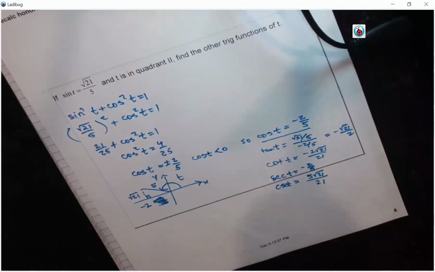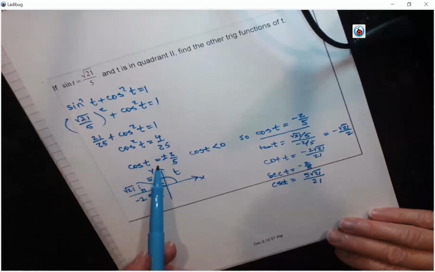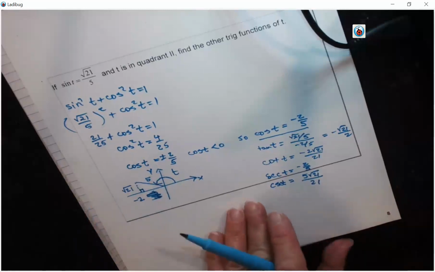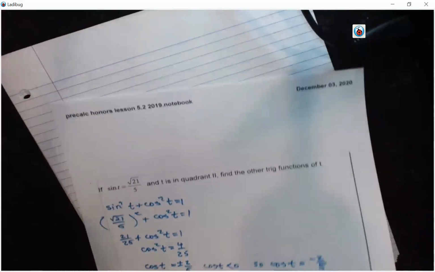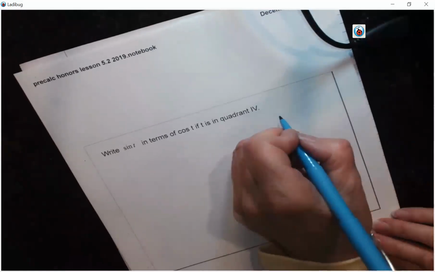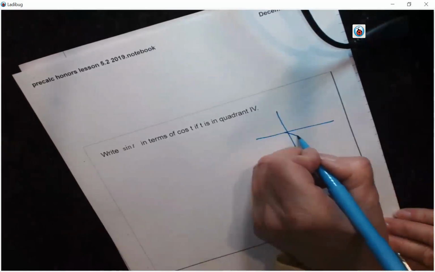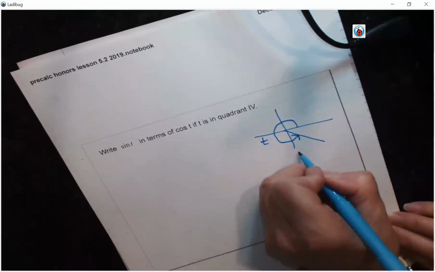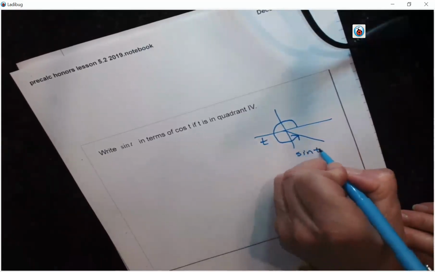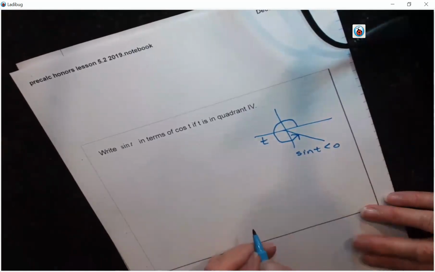Again, you can either use the Pythagorean identities to get there, or if you draw a picture like this, sometimes that's my preferred way. I think it's a little bit faster. All right, here's another problem: write sine of t in terms of cosine of t if t is in quadrant number 4. Okay, so my t is over here someplace. There's my t. And I expect sine of t to be less than 0 in quadrant number 4.